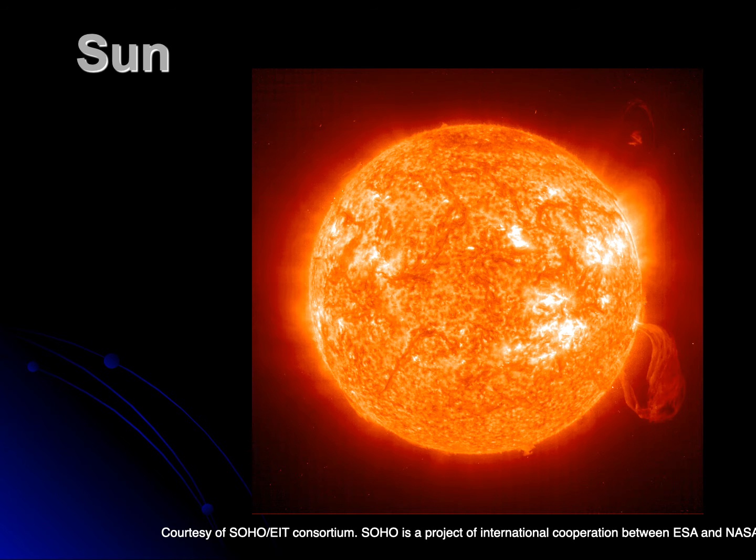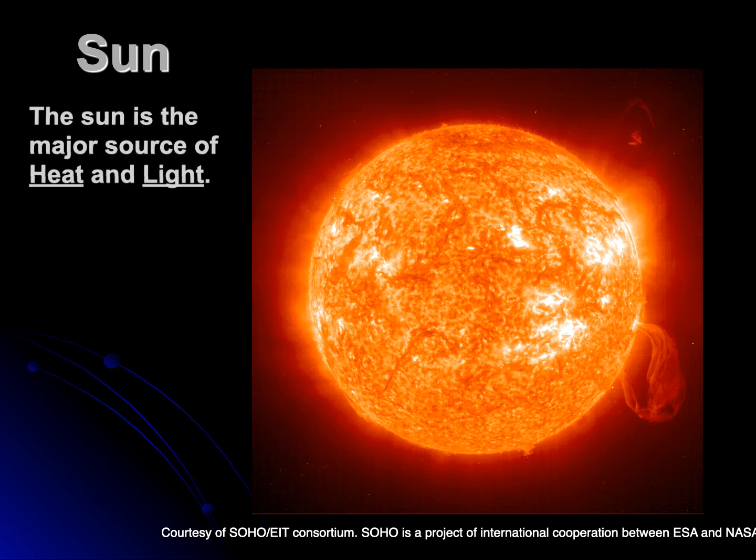Let's first talk about the sun, that beautiful image of the sun. The sun is the major source of heat and light for the entire solar system.